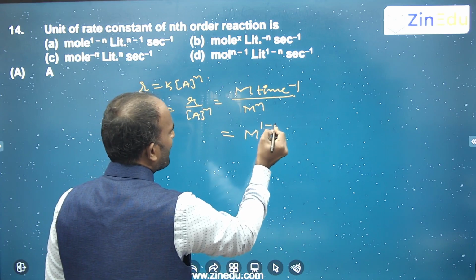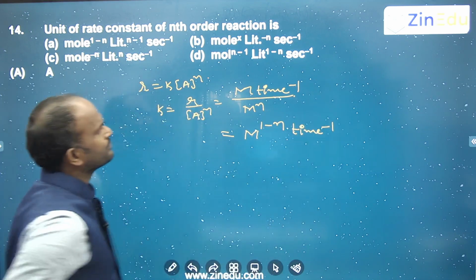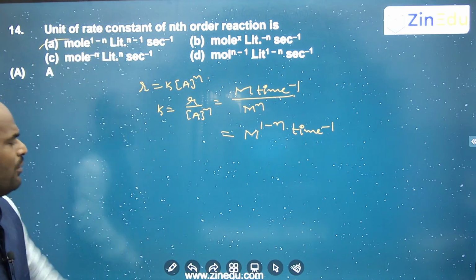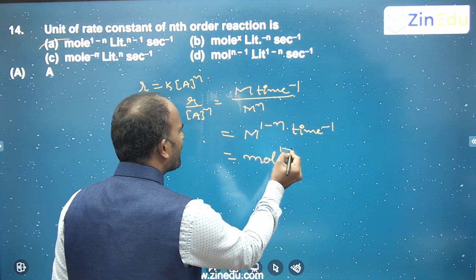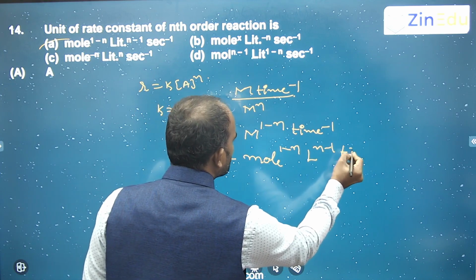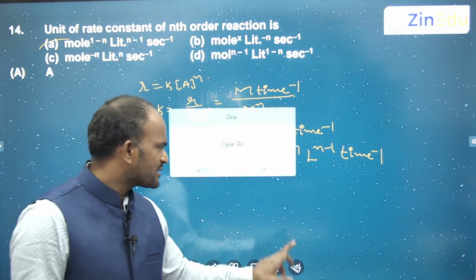Molar power 1 minus n time inverse. Molar means mole liter inverse, so mole power 1 minus n, liter power n minus 1, time inverse. Right? Clear? Next, we'll go to the next one.